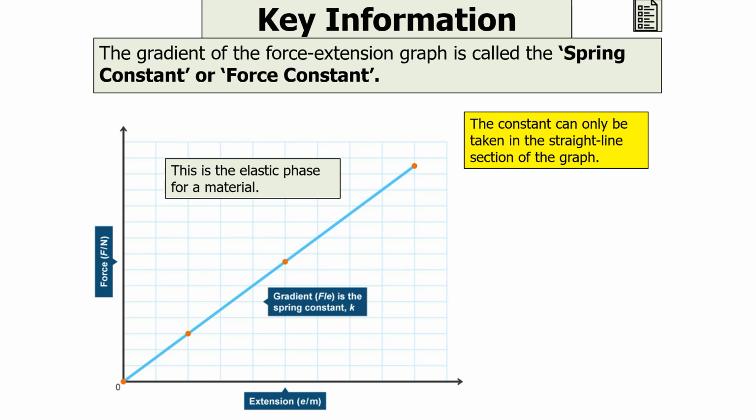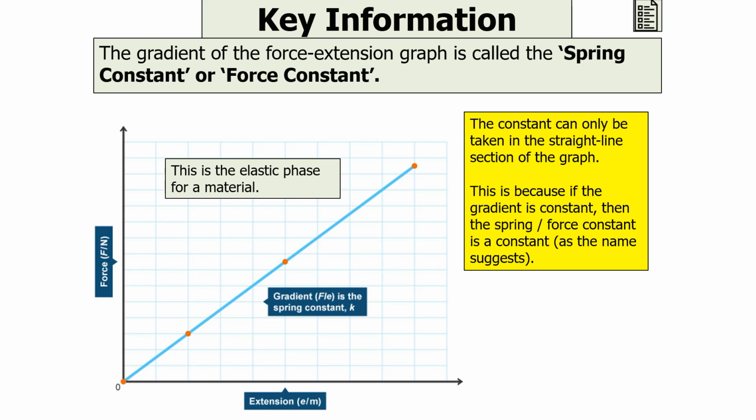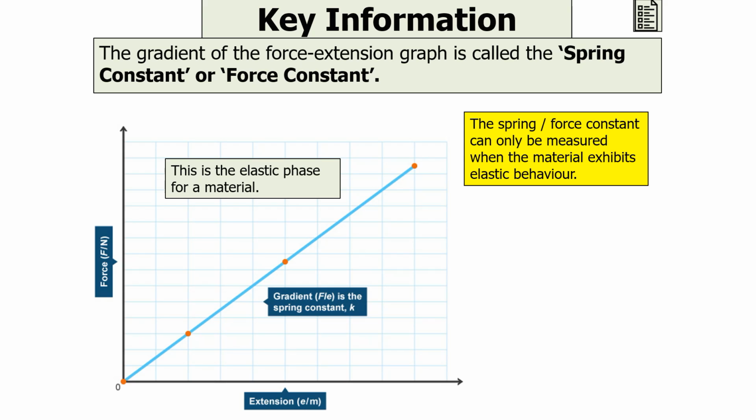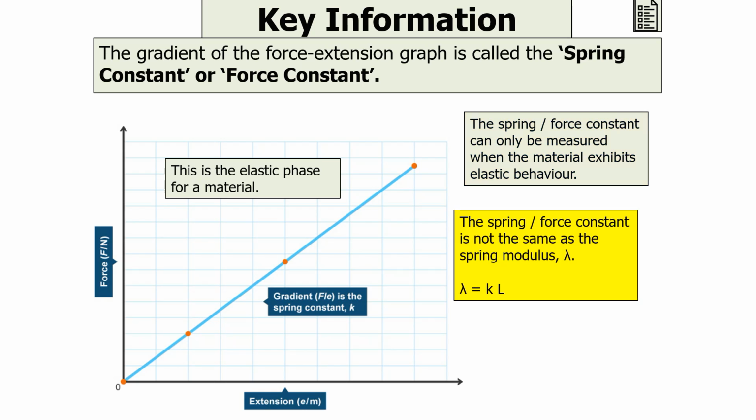Now this constant can only be taken in the straight line section of the graph. This is because if the gradient is constant, then therefore the spring or force constant is a constant, as the name suggests. Now the spring or force constant can only be measured when the material exhibits elastic behaviour. Now note, the spring or force constant is not the same as the concept of the spring modulus. Now that's given by the symbol lambda, which is lambda equals KL. Now this is only considered in A-level maths and not A-level physics.